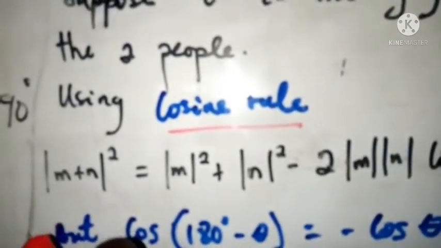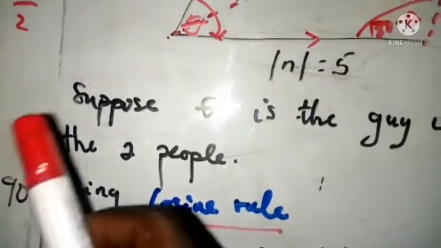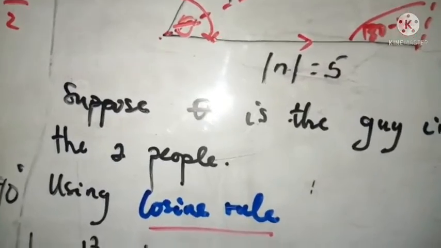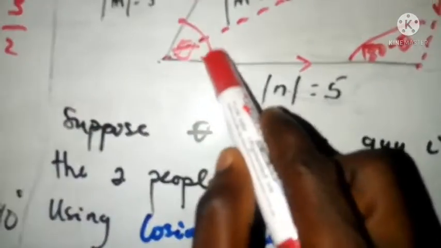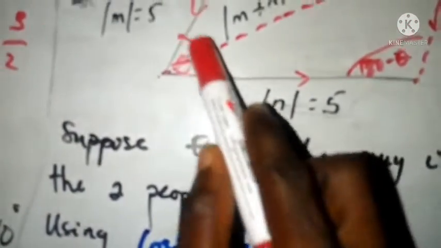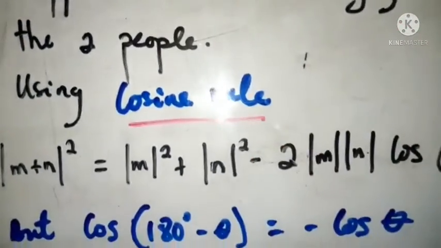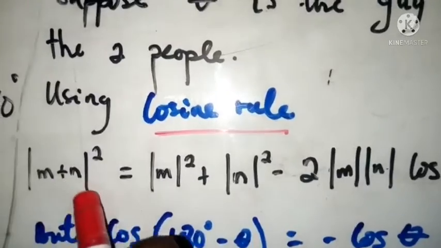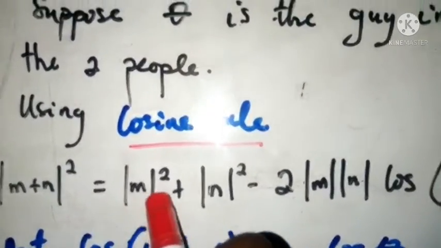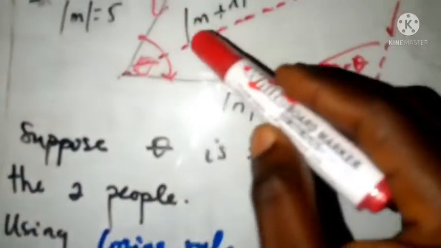So let's look at how you can apply the cosine rule. What are we finding here? We are finding the angle between the two lines. Is that okay? So here is the cosine rule that says that m plus n squared is equal to the first side here squared. So this m plus n here is this length.